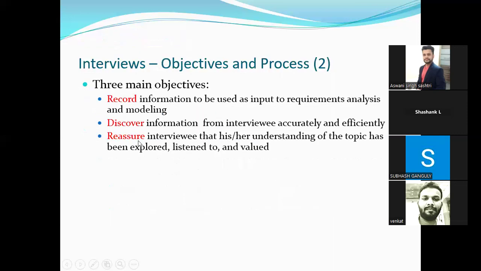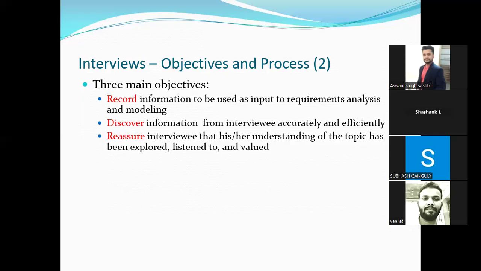Now, there are three main objectives and a process that we need to follow as part of the interview. First, record information to be used as input to requirement analysis and modeling. It means you go to the client, you ask a set of questions from the interview sheet, and whatever information they provide, you should document and write it down somewhere so that it will help you create the requirements document. Recording information is very important whenever you take requirements from the client via the interview technique, because just listening to the requirements will not help with documentation.